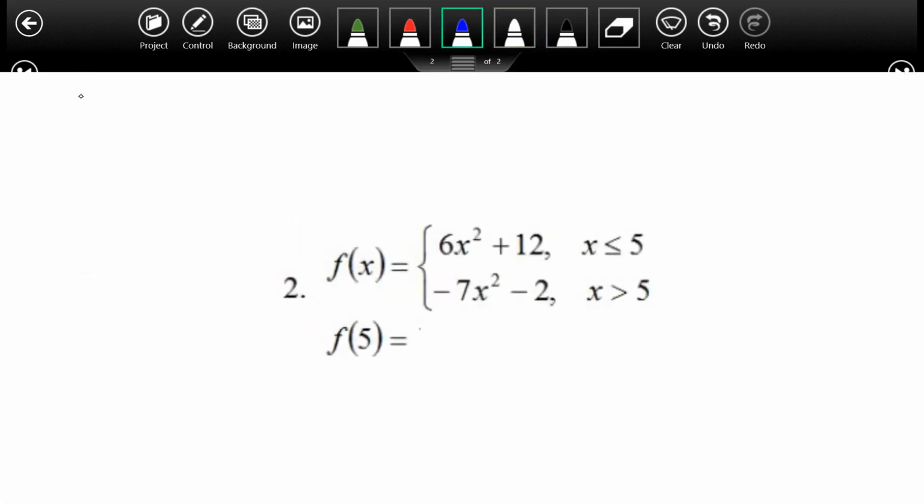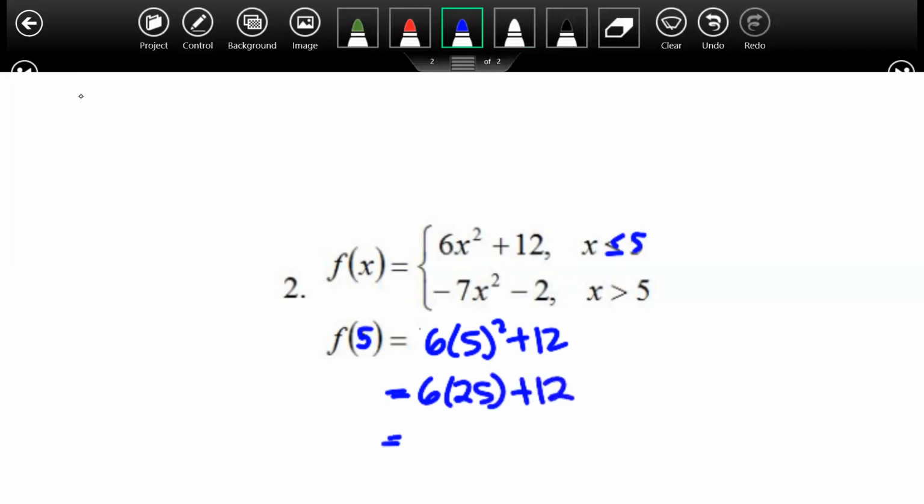Looking at our function here, we're looking at a piecewise value here. Piecewise, what do we do? Plug it in. Plug it in. Did you plug the 5 into both? Where's the 5 exist, on the top or the bottom? The top. It's less than or equal to 5. So it has to exist in the top one. So we're going to get 6 times 5 squared plus 12. This is 6 times 25. 150 plus 12.